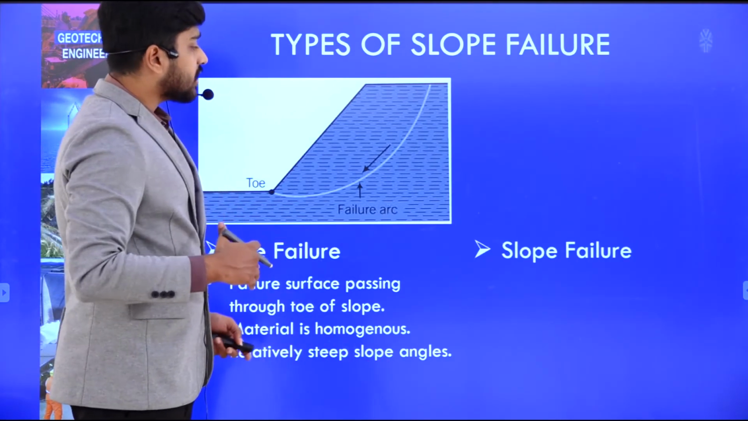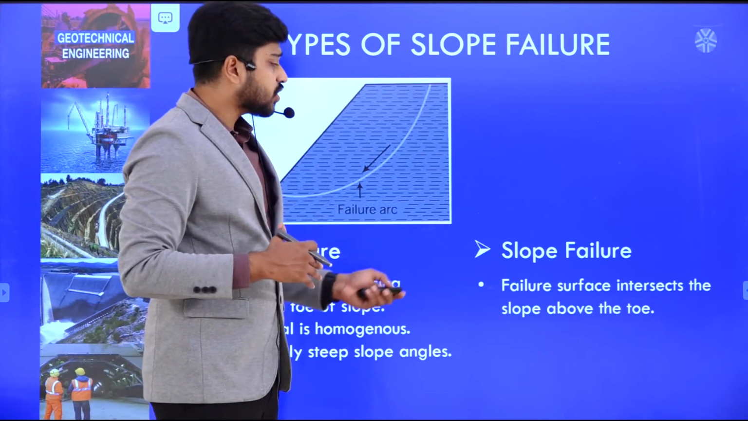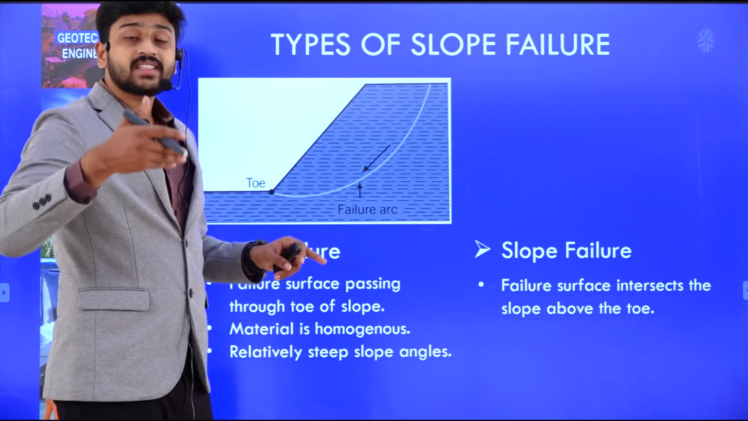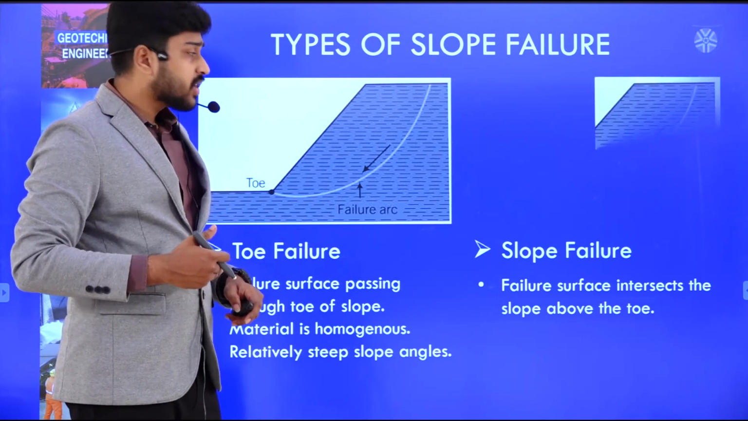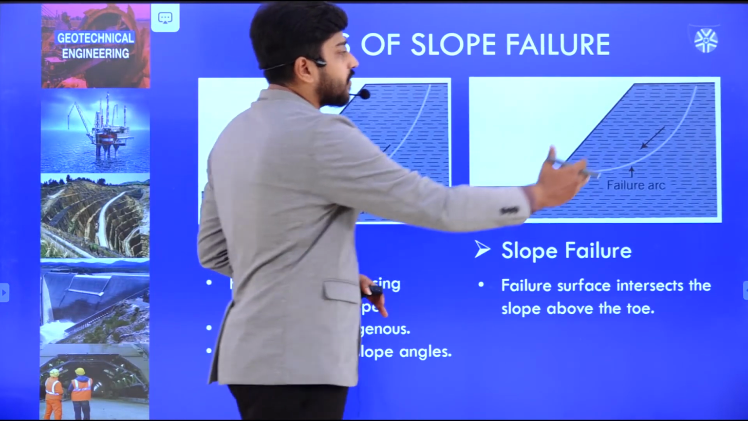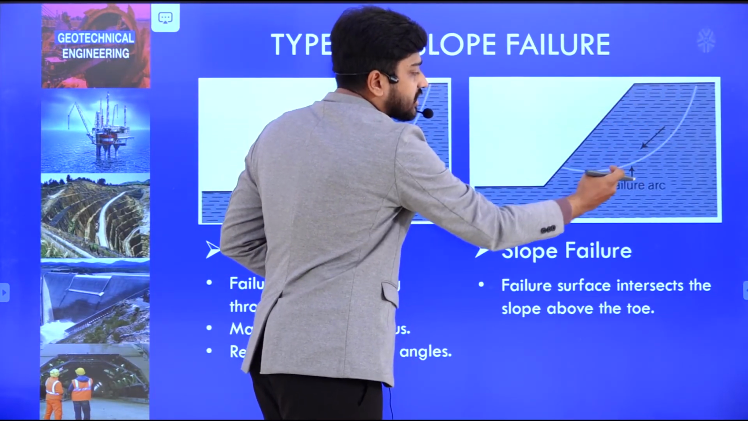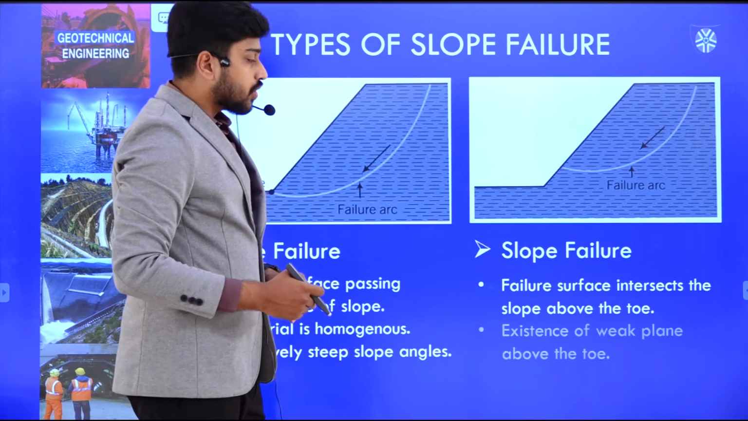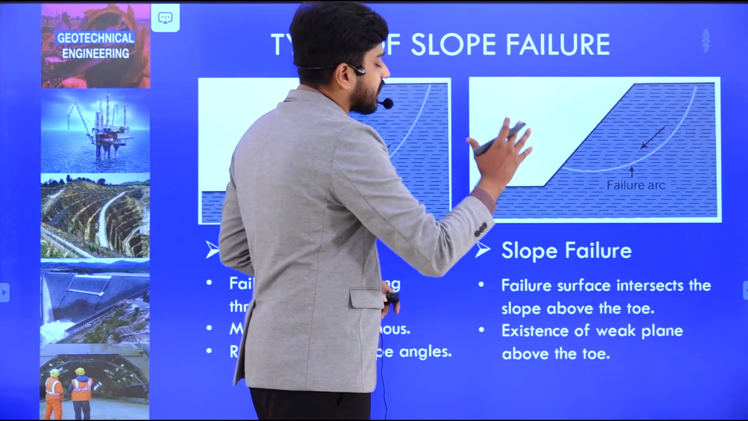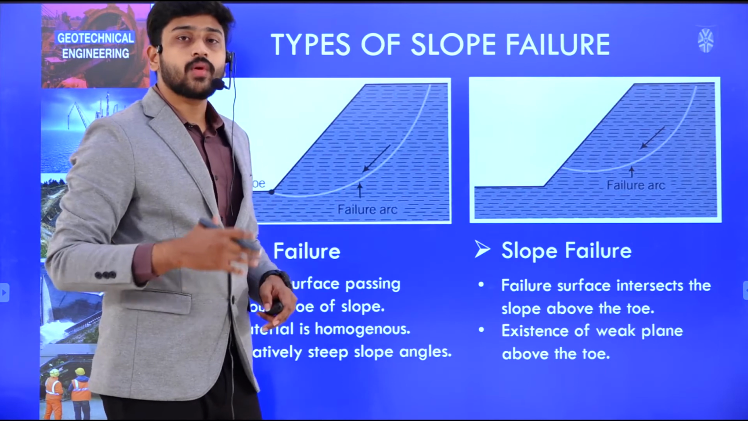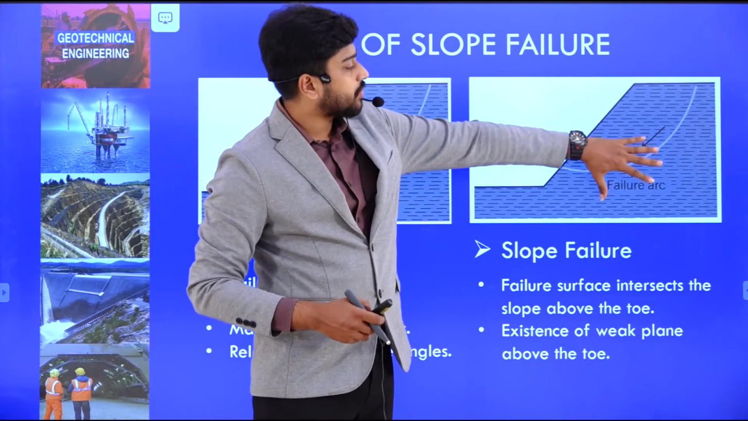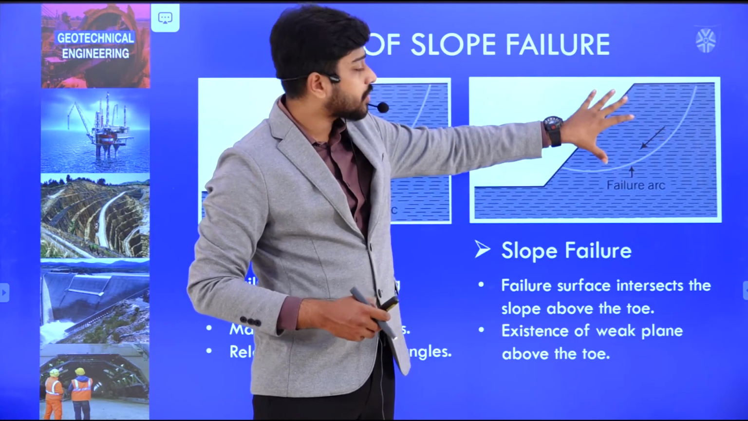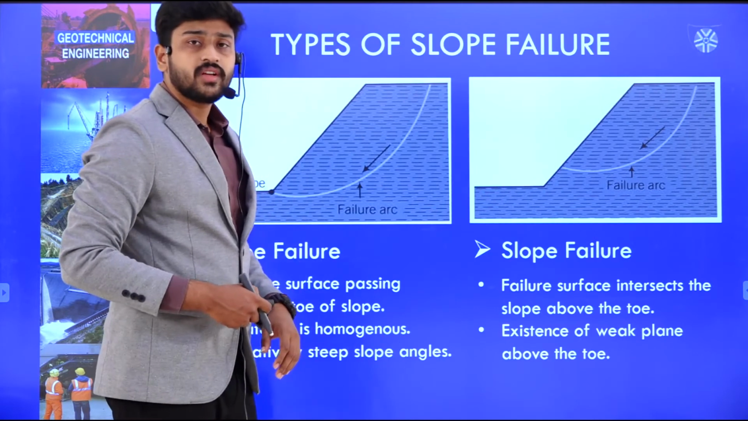Apart from that, let us look at the slope failure. This generally intersects the sloping surface above the toe. If you look at this particular diagram, this type of failure, the curved plane, is generally intersecting the sloping surface which is above the toe. This occurs only when there is some existence of a weaker plane above the toe. If there is a weaker plane in this region, we may observe this sort of failure.